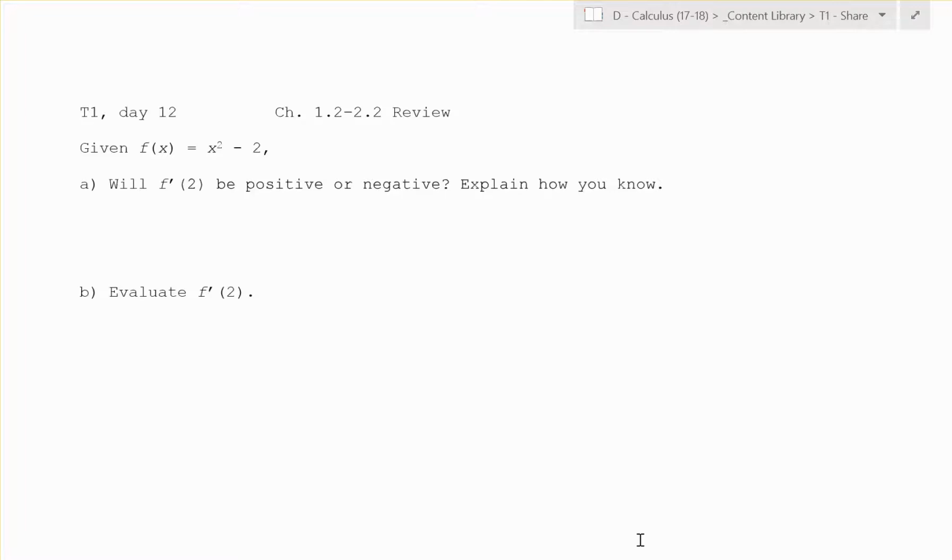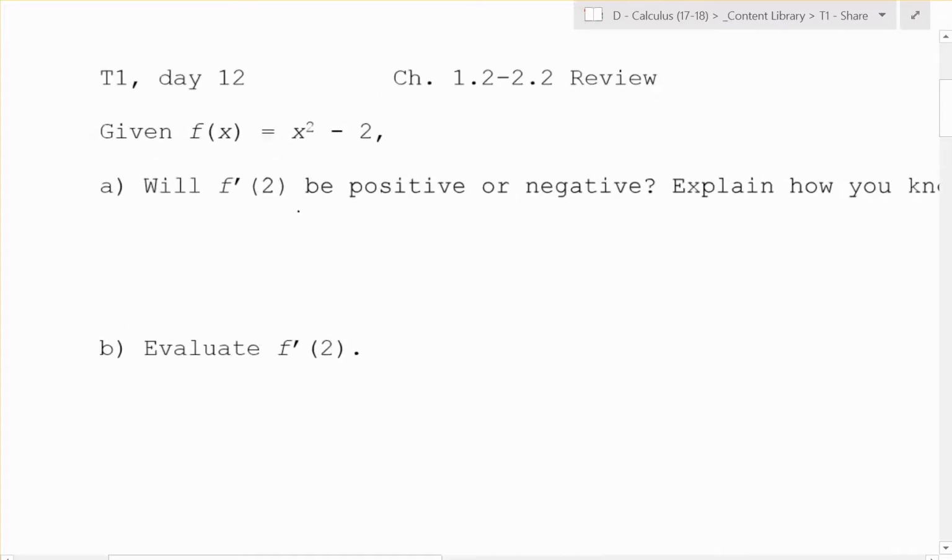Welcome to day 12 of calculus, where we spend some time discussing instantaneous rates of change. On question 1, it's asking, given f of x is equal to x squared minus 2, will f prime of 2, the derivative of f at 2, the instantaneous rate of change of f at 2, those are all saying the same thing, be positive or negative? You can get an idea if it's positive or negative simply by making a sketch of the graph.